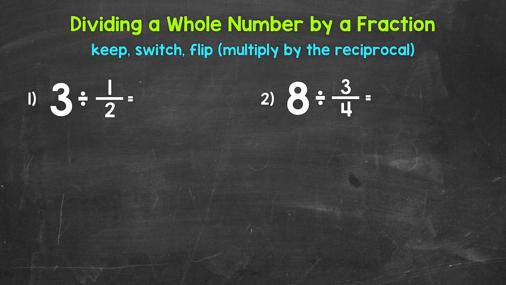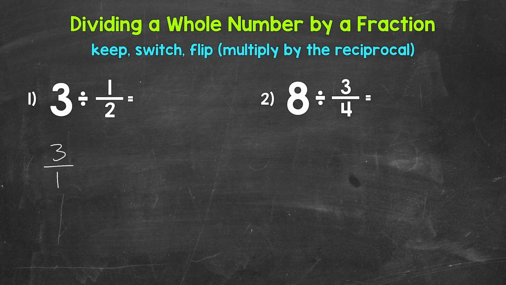So let's rewrite this problem using keep, switch, flip, starting with keep. In this case, we have a whole number, 3. So when rewriting this problem, we keep 3, but we are going to write it in fractional form. That way, we have a numerator and a denominator.